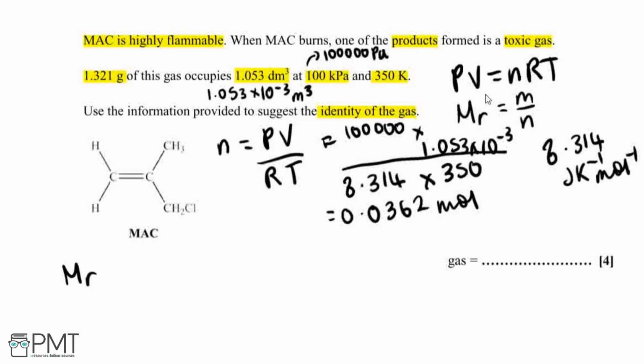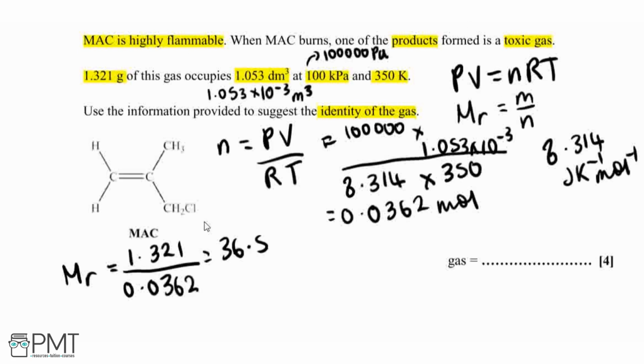So the molecular mass is going to be equal to 1.321 grams divided by 0.0362 moles overall. And this comes to a value of 36.5.